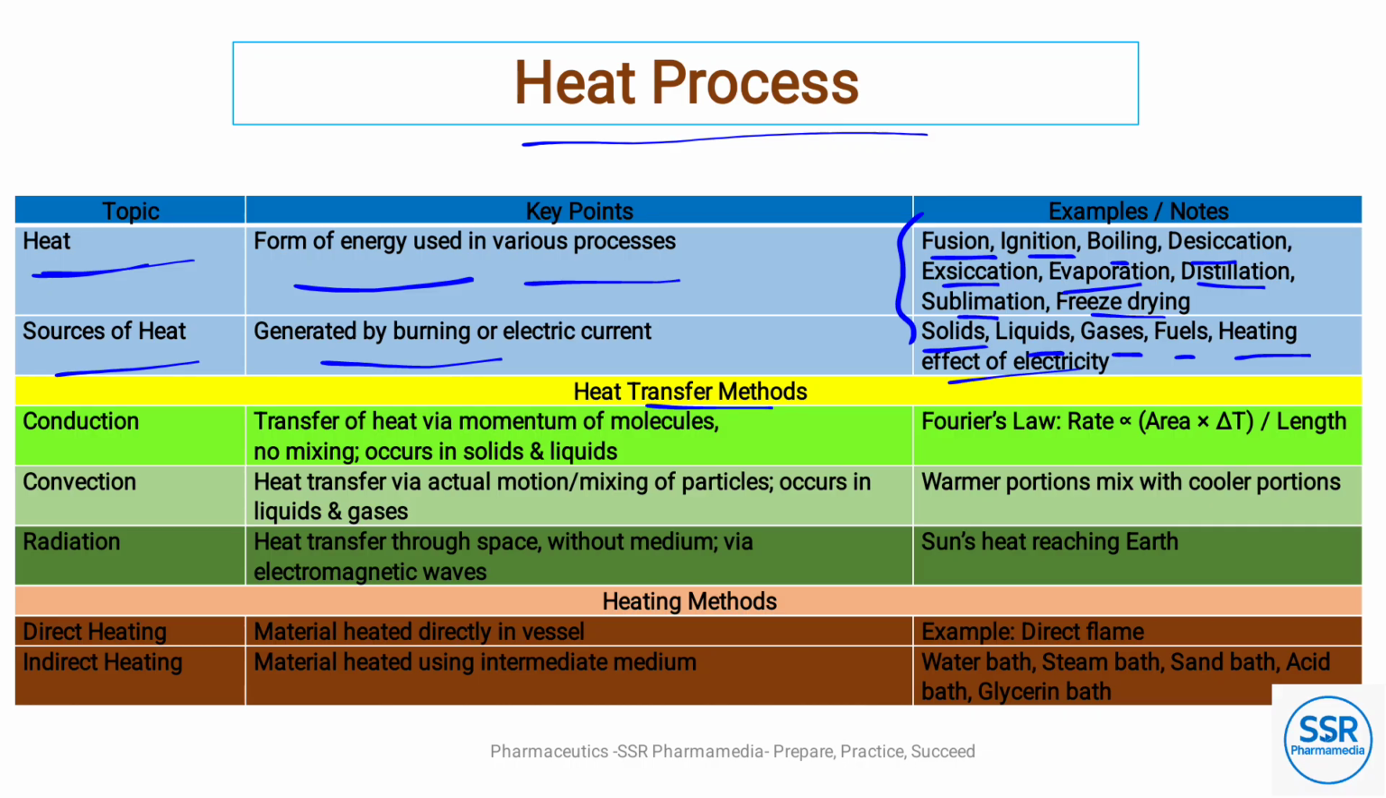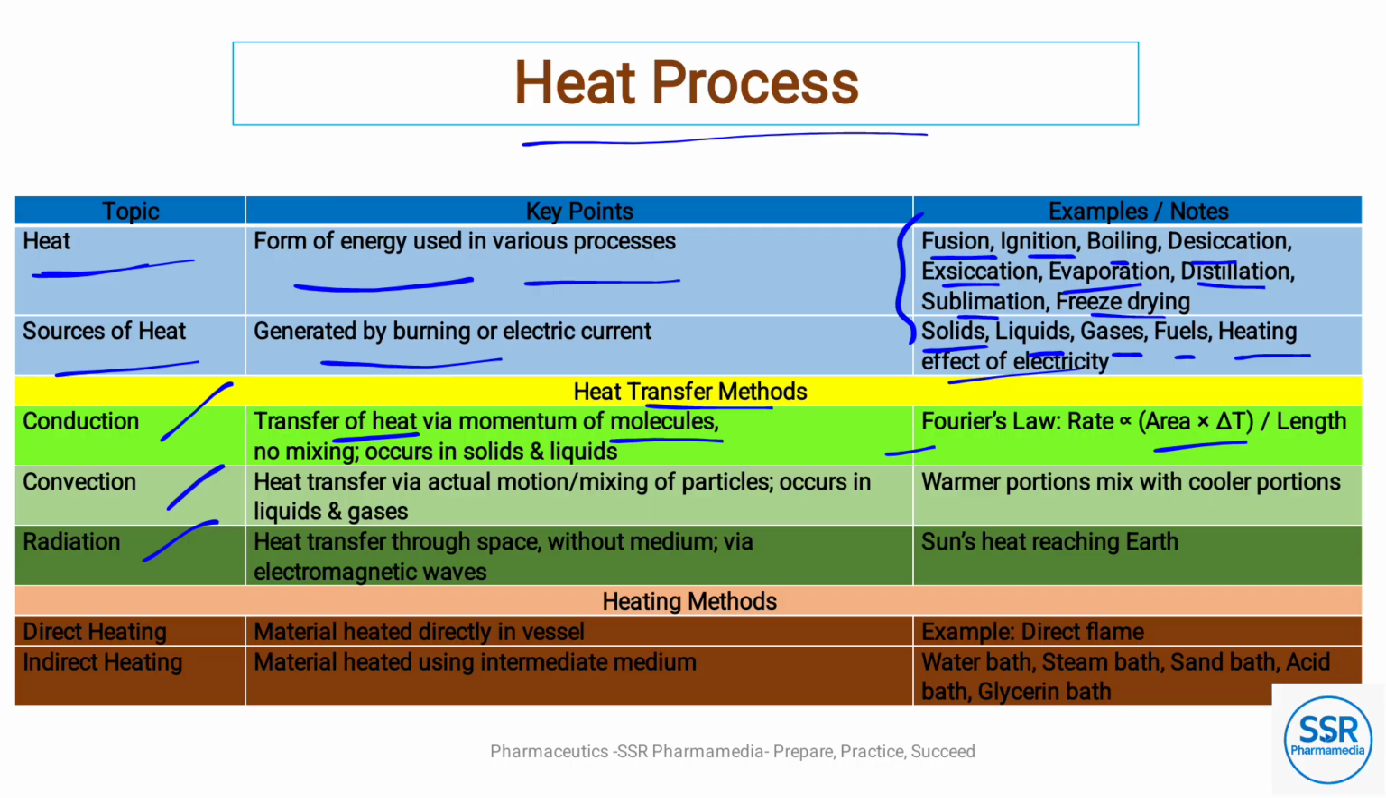And the heat transfer methods are conduction, convection, and radiation. Conduction means the transfer of heat via momentum of molecules. So no mixing occurs in solids or liquids. Examples are Fourier's law, the law of heat conduction. So Fourier's law says the rate is directly proportional to the area and the heat divided by length.